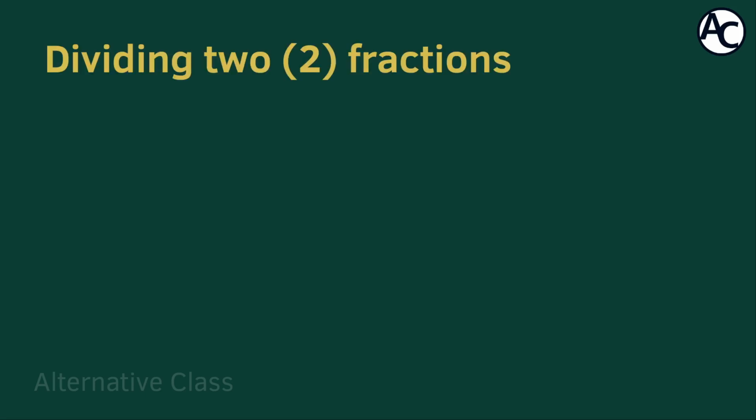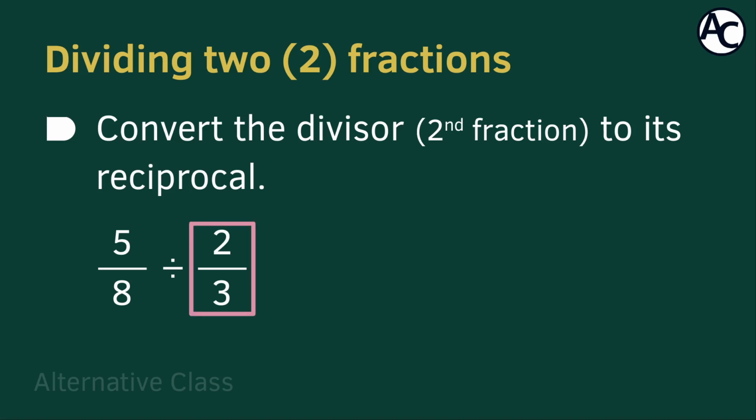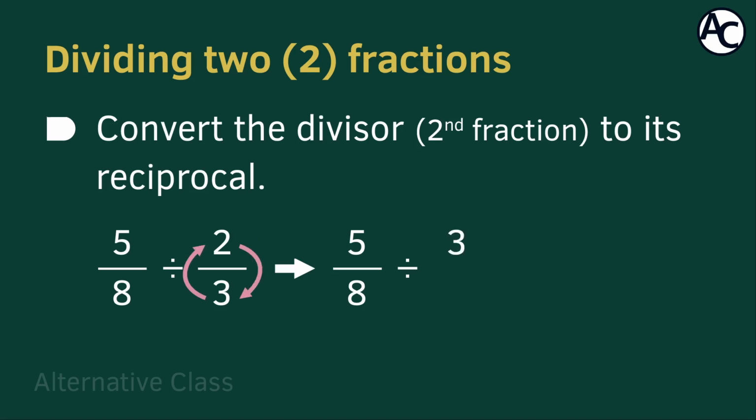Now let's move on to division of fractions. First, convert the divisor to its reciprocal. Example, 5/8 divided by 2/3. The divisor is 2/3. So convert 2/3 to its reciprocal by interchanging the numerator and the denominator. So 2/3 becomes 3/2.